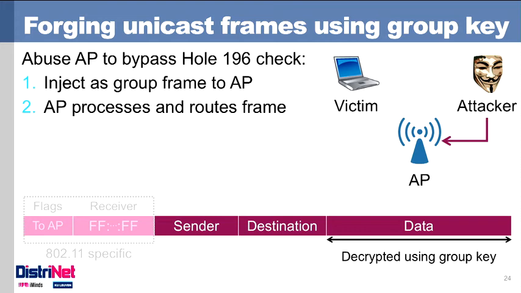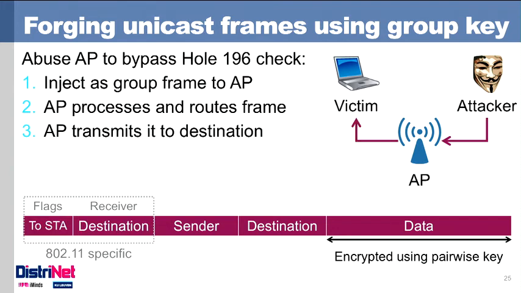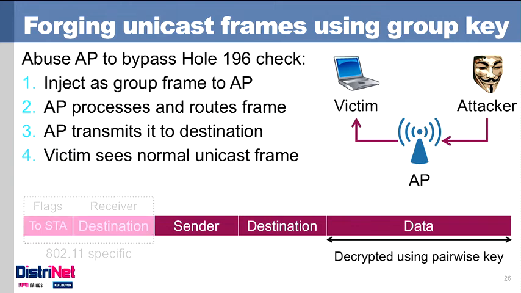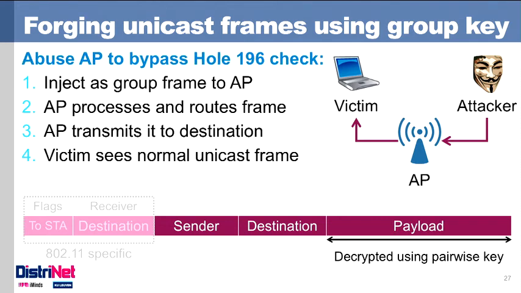And let's assume that the final destination now is the victim. Well, it has this normal IP packet here. It simply encrypts it now using the pairwise key that was negotiated between the access point and the victim. The destination address is now simply a unicast MAC address. In other words, the victim sees a very normal unicast Wi-Fi frame, which is encrypted using the correct key, and it contains a unicast IP packet. So to summarize this slide, basically we can inject unicast IP packets using the group key by abusing the access point to forward it to the victim.